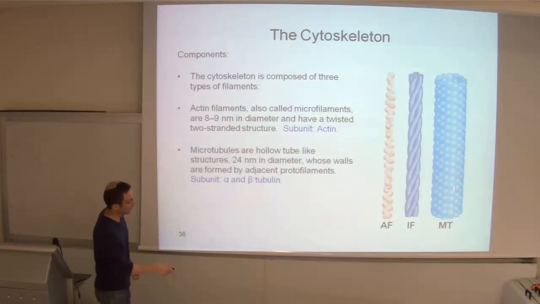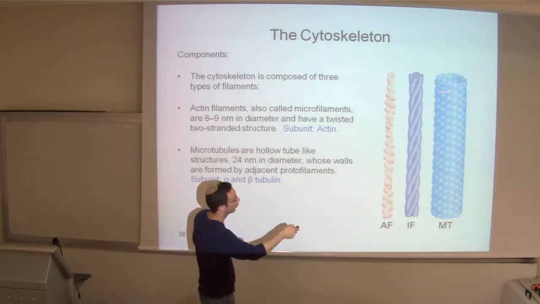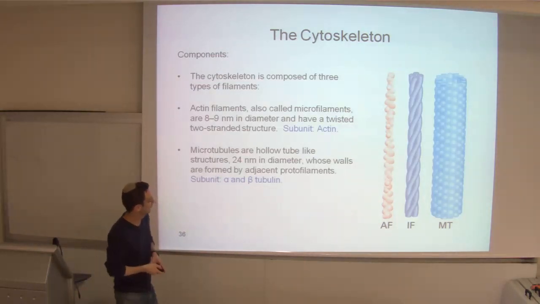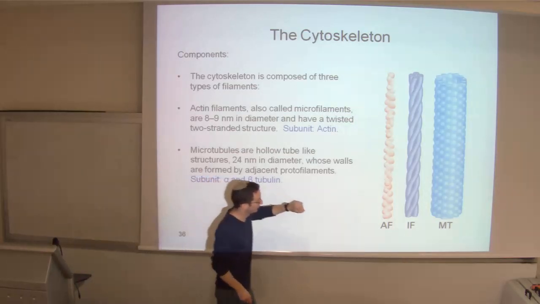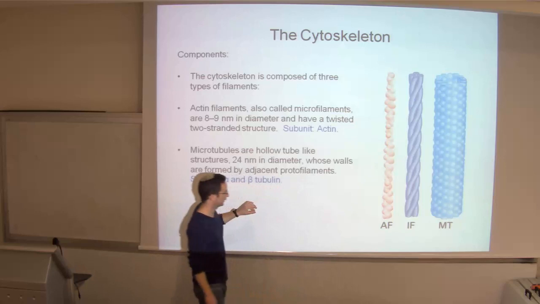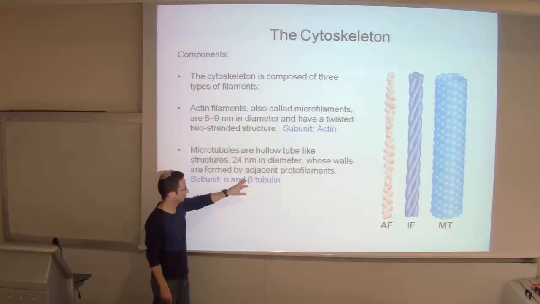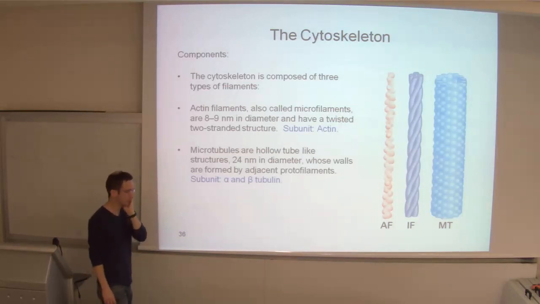Okay, and the thickest one are microtubules, which are hollow tubes. They are about 24 nanometers in diameter. Their walls are formed from adjacent protofilaments, so each of these is called a protofilament, and the subunits, or the building blocks, are two different isoforms of a protein, the alpha tubulin and the beta tubulin. These two similar but distinct proteins compose the microtubules.